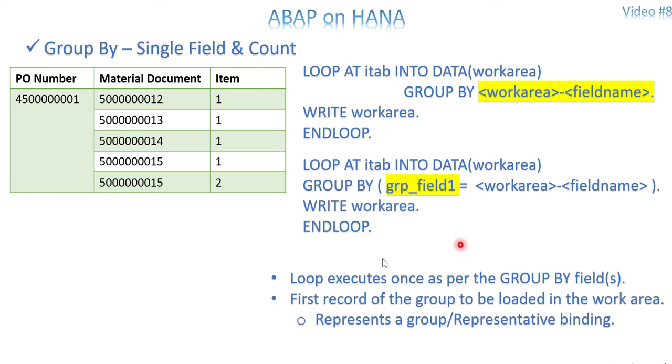So I hope you have a clear idea about how to use a group by for a single field, what the content of the work area would be, and how many times the loop is going to execute based on the group by.